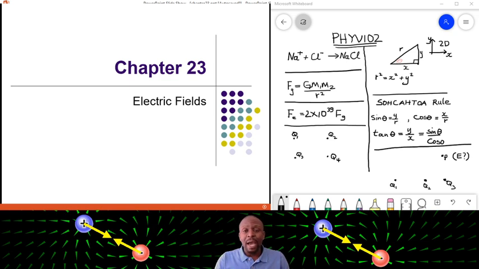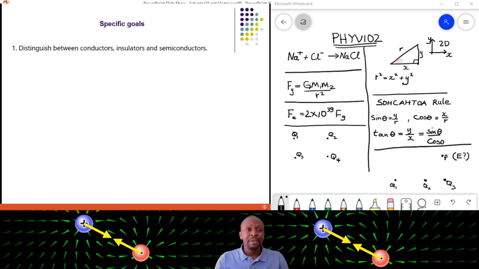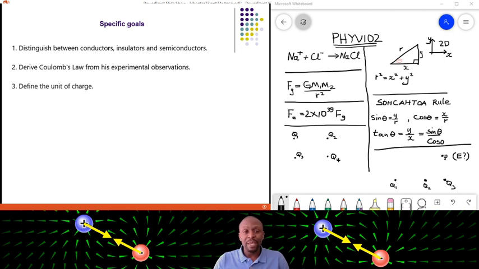Now, there are many things that you will be able to do after completing this chapter. For example, the first one is you will be able to distinguish between conductors, insulators, and semiconductor materials. You'll also be able to define Coulomb's law from its experimental observation, define the unit of charge, and define an electric field.